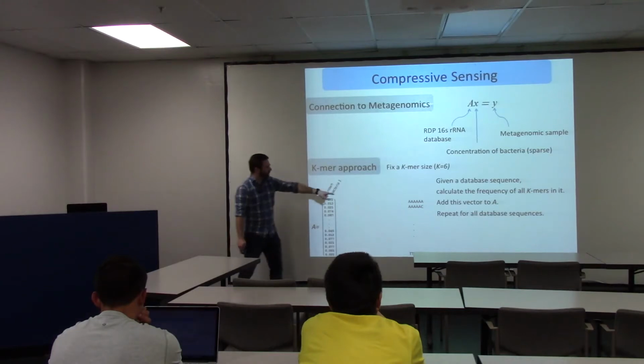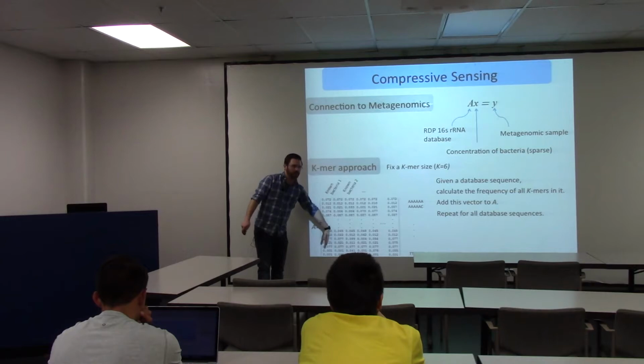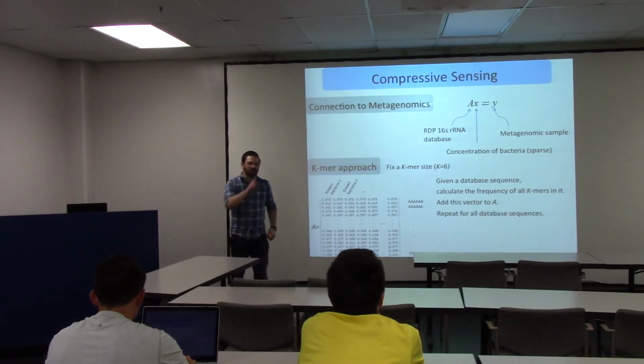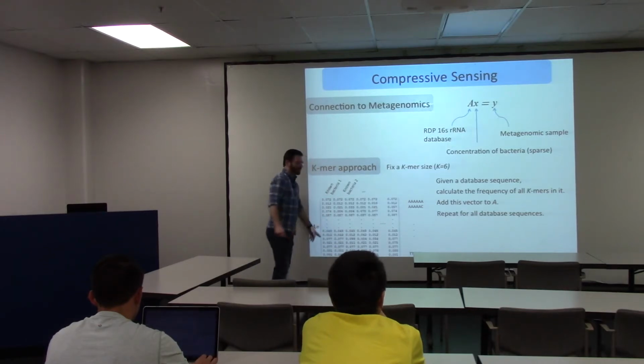Then you go to your next known database sequence, stick it on, et cetera, et cetera, et cetera, and you end up with this matrix. So first off, ooh, we could do a quiz for who's paying attention. How many rows does this have?